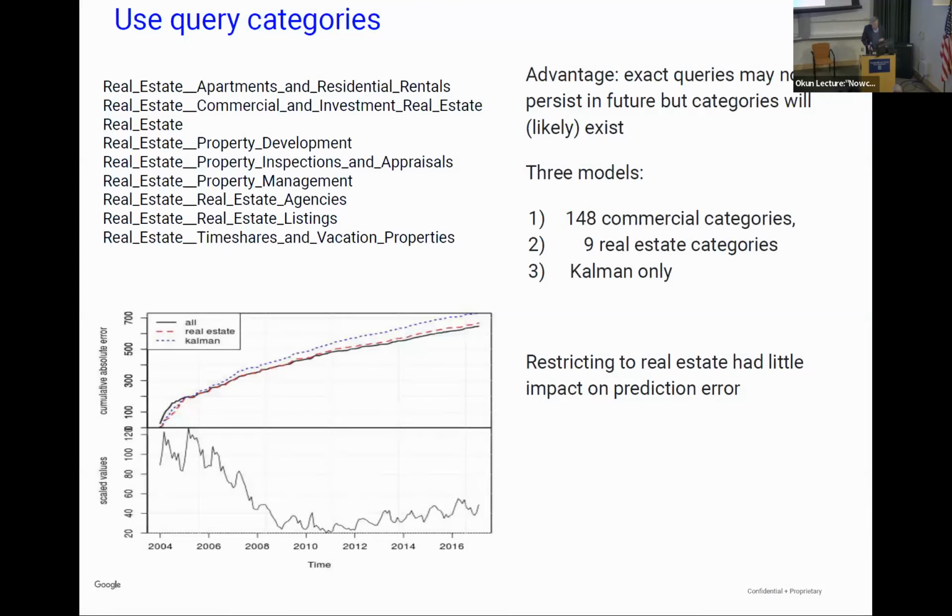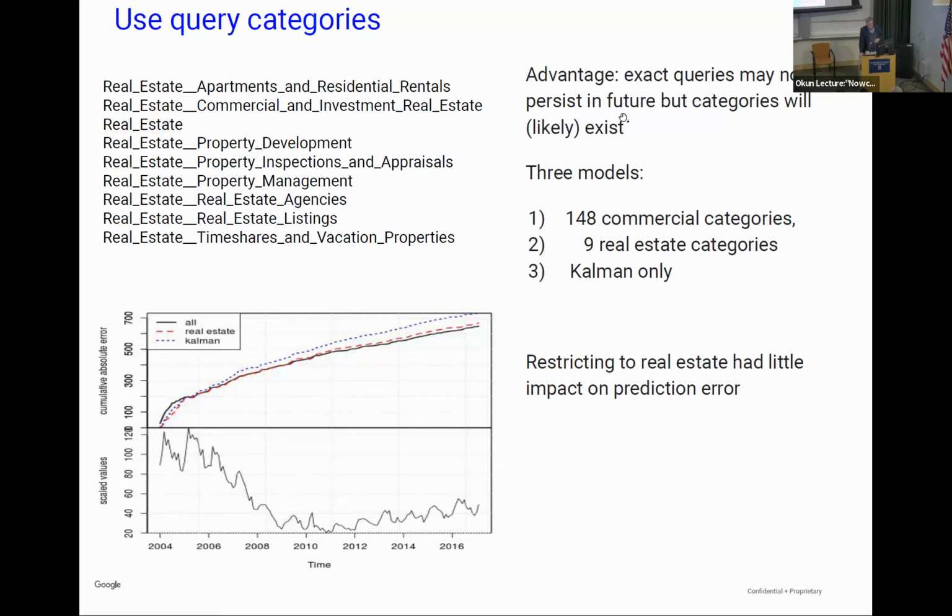So here's an example of housing. Here, instead of using the words from unemployment, I use the categories. So there's in real estate, apartments and residential rentals, property development, property inspection. Those are categories of queries that people ask. And you see, you have housing going down, and then it just sort of skates along for a long time. And there isn't much growth in this cumulative average error.